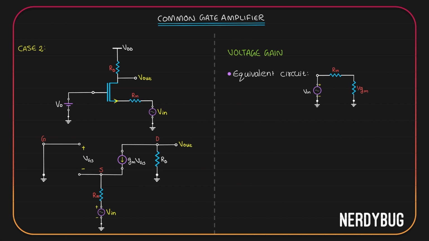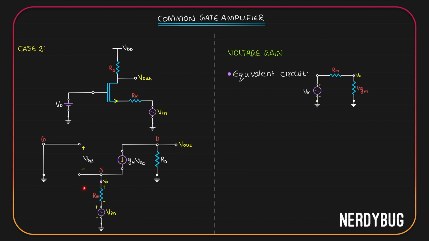Before we proceed, I am going to call the point over here X. So the potential over here will be Vx. One more thing, gmVGS will be flowing like this and through Rin. We know current flows from positive potential to negative potential. So let us mark positive over here and negative over here. Let's mark Vx over here in the equivalent circuit also.